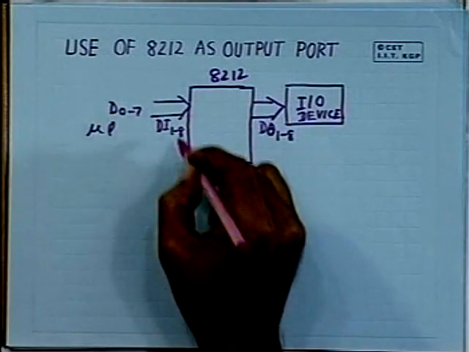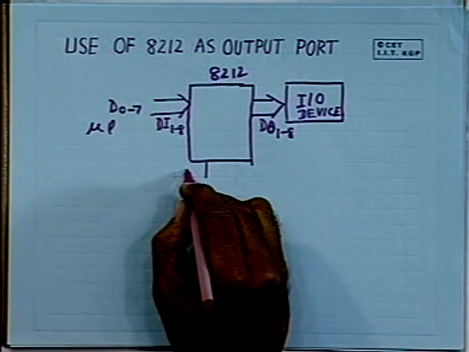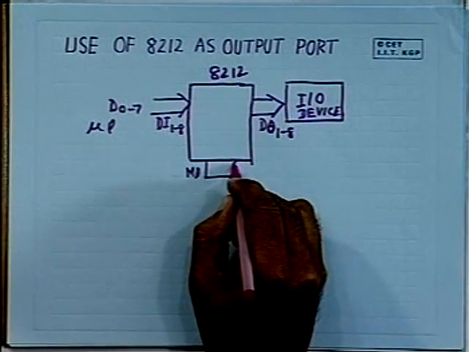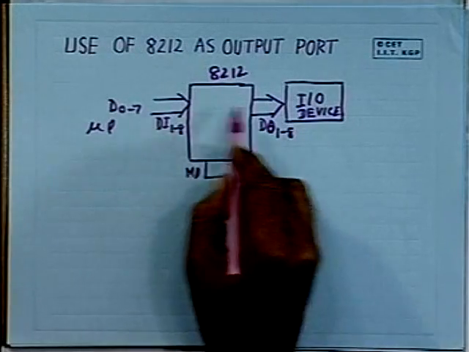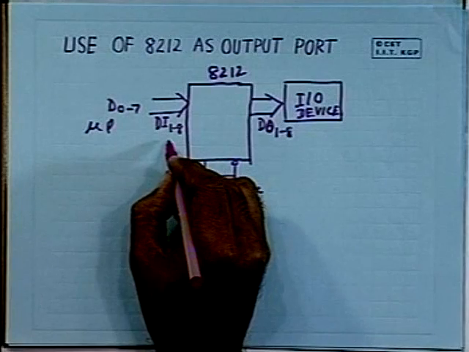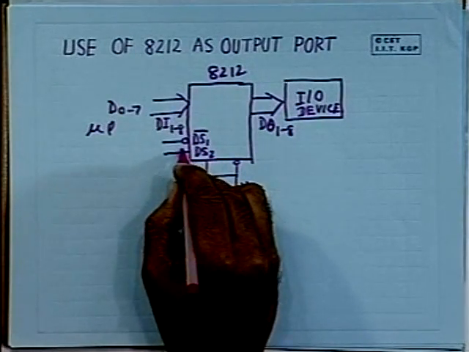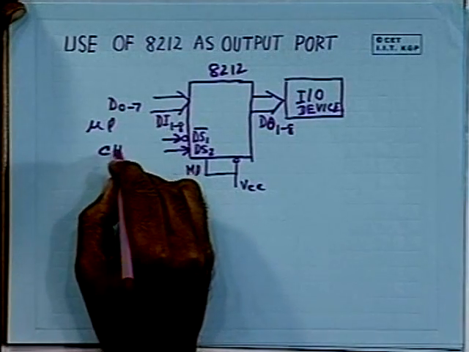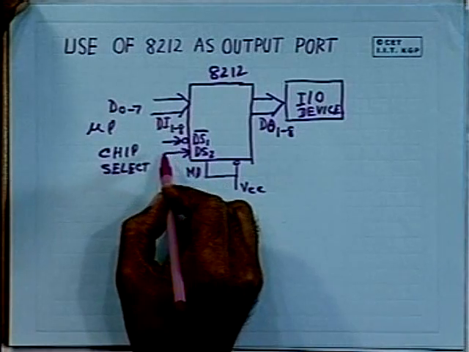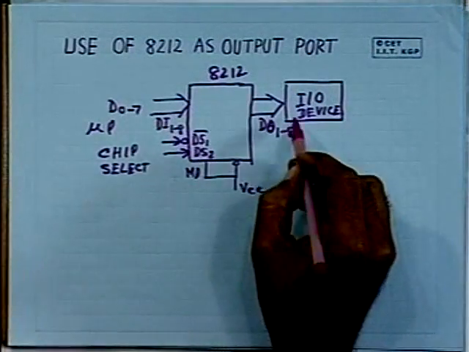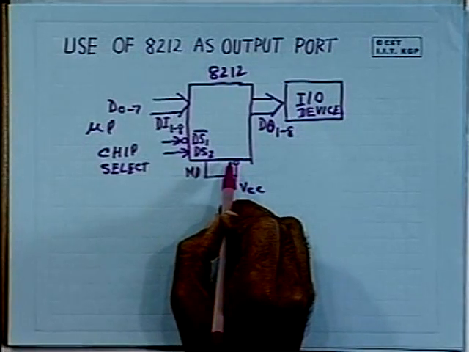On the other hand, to configure this particular chip as output port, there is a line called mode. As I explained, the mode of operation can be decided by this. The mode line and also the clear line are to be connected to VCC. So when the mode is connected to VCC, it acts as an output port. And the device select lines, DS1 bar and DS2, will act as the chip select. And obviously you have to use some decoder circuit to select this chip. Now this side is connected to the I/O device. So this is how it will work. It has to be interfaced and connected to the microprocessor.